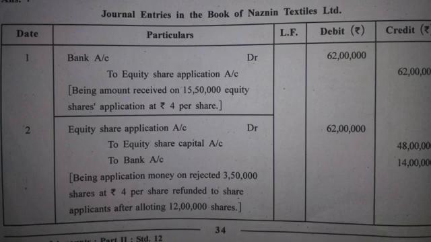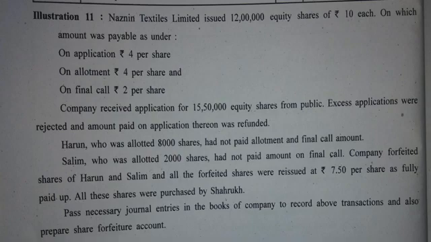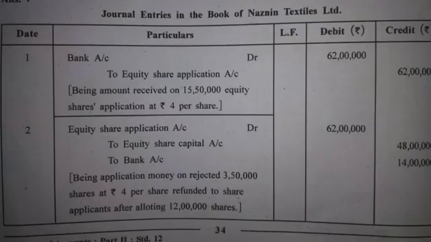The first journal entry obviously is always for receipt of application money. So the very first journal entry that we have written is bank account debit to equity share application account, when application money is received. How many applications are received? Of course 15,50,000 is clearly written here, and 4 rupees with application. So 15,50,000 into 4, 62 lakh.